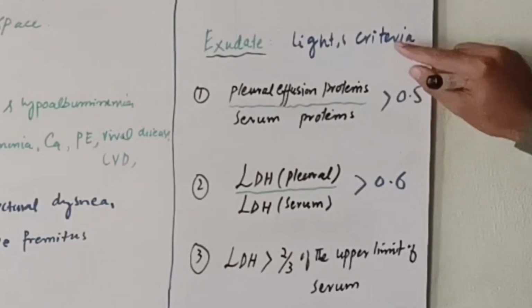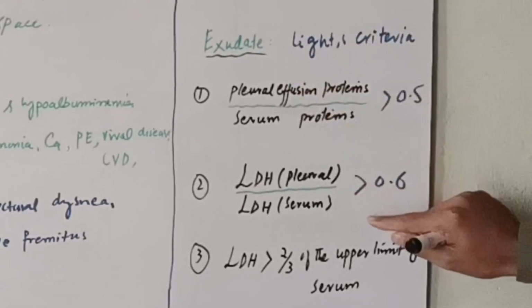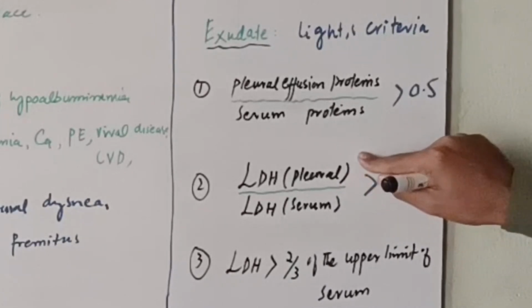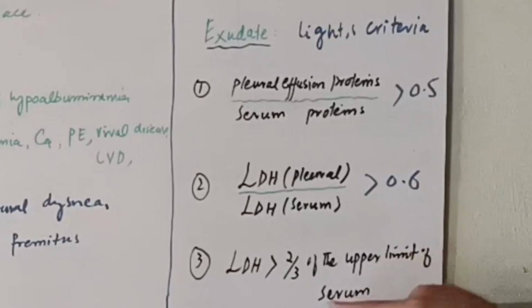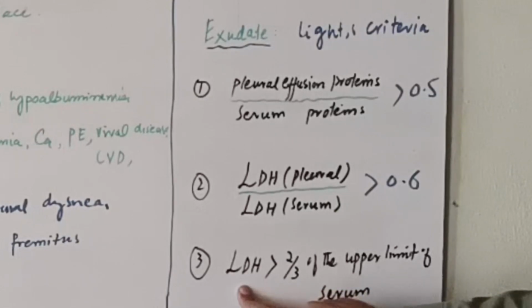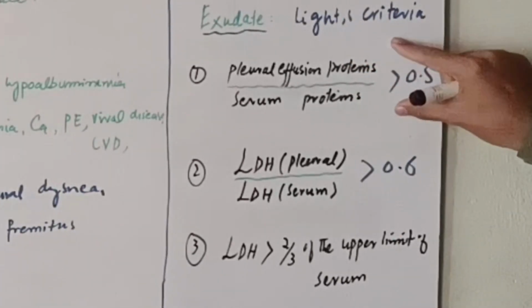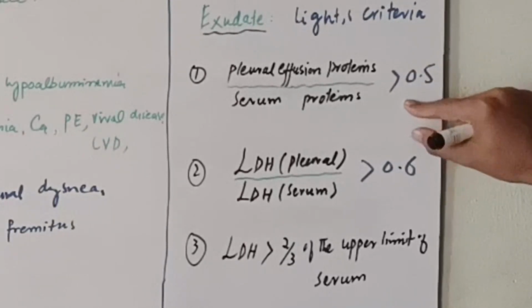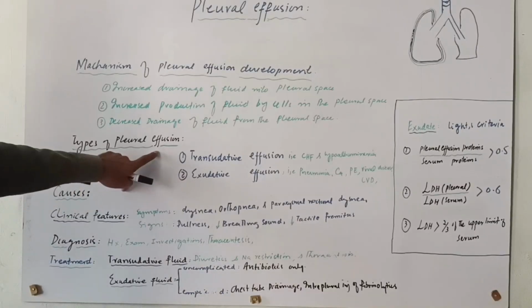The second point in the Light's criteria: a fluid is exudative when the ratio of the LDH of pleural fluid to the LDH of the serum is greater than 0.6. And the third point in the Light's criteria says that when the LDH in the pleural fluid is two-thirds of the upper limit of serum LDH, it is said to be exudative fluid. If the fluid meets even one point of the Light's criteria, it is said to be exudative fluid.